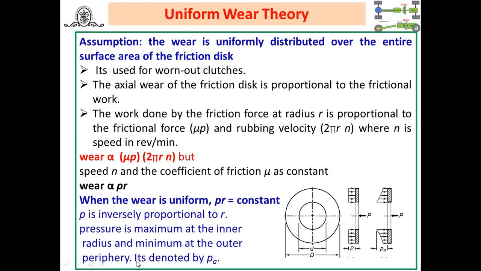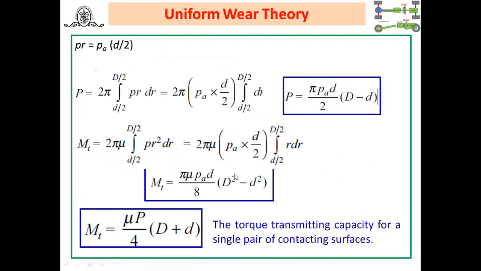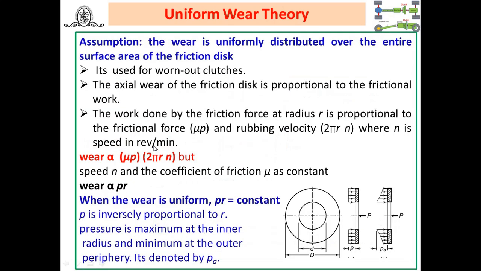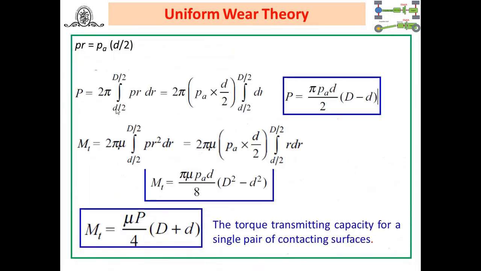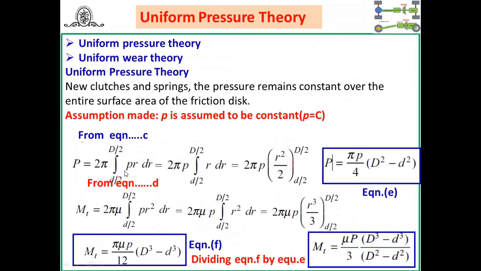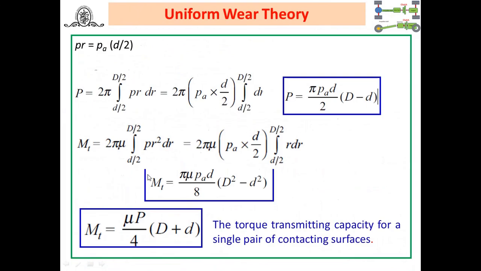This pressure, instead of a small p, we denote with the suffix a, as pa. So we replace pr is equal to pa d by 2. The pr is equal to constant, p is replaced by pa, and r is nothing but small d by 2. Again we use the expression for the axial force: equation c, W is equal to 2 pi integration from d by 2 to capital D by 2 of pr dr. So what is pr? It is pa into d by 2, which I have substituted.